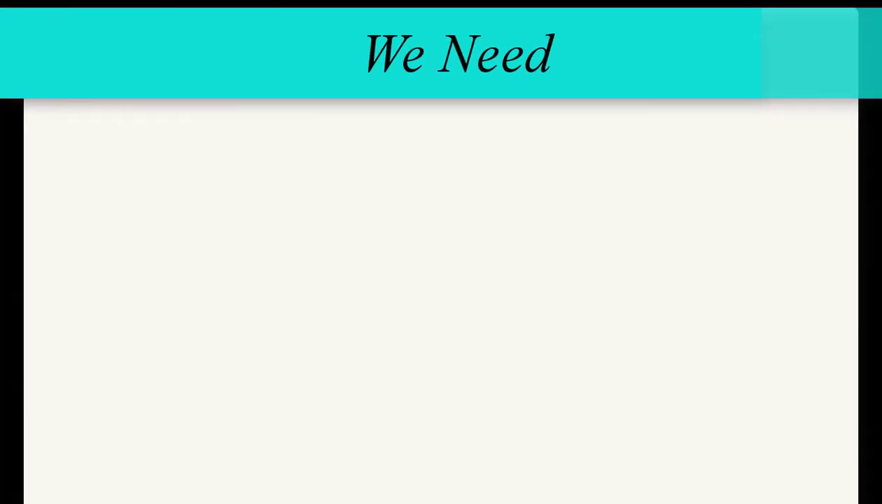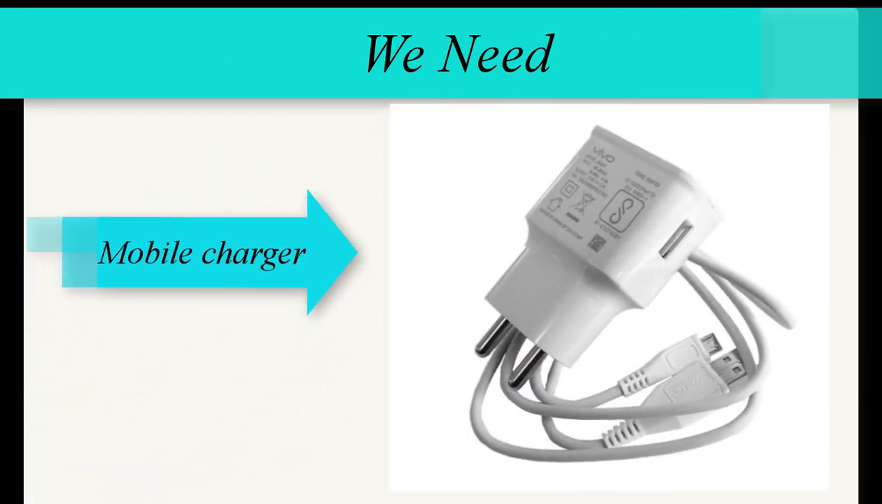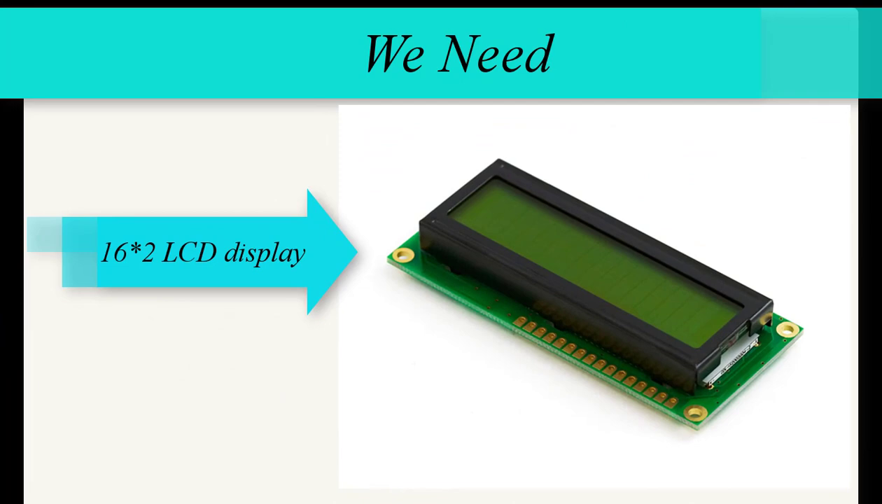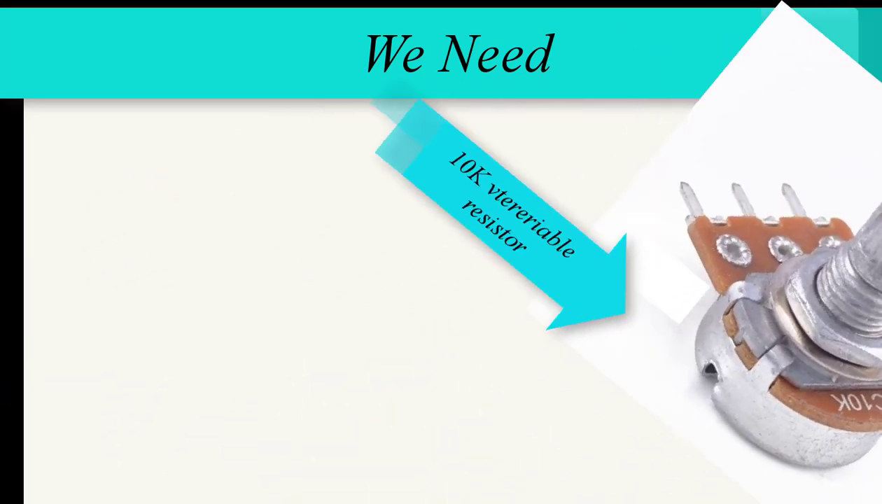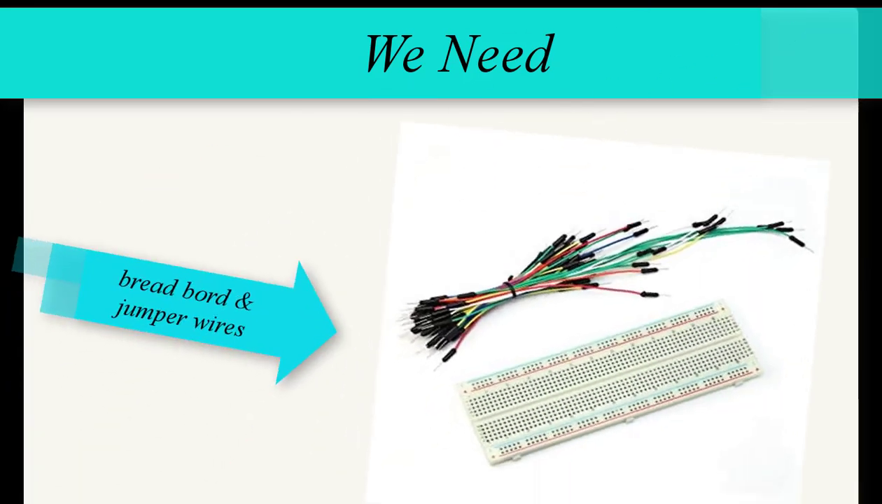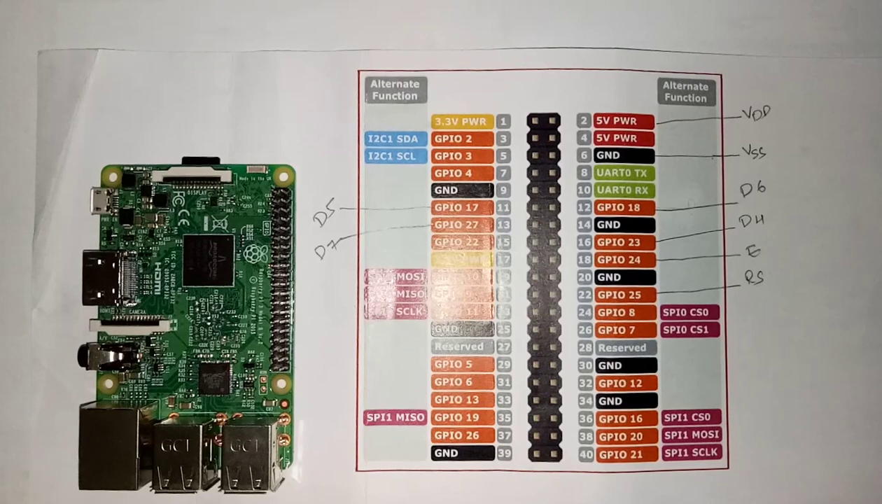For this project, we're gonna need a computer or laptop, a Raspberry Pi 3 motherboard and a mobile charger to power up Pi, a 16:2 display, 10K variable resistor to adjust the contrast for display, and 330 ohm resistor, a breadboard and jumper wires to connect LCD to Pi. We will start from connecting LCD to Pi.